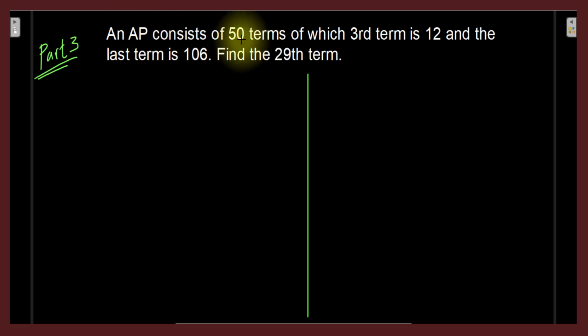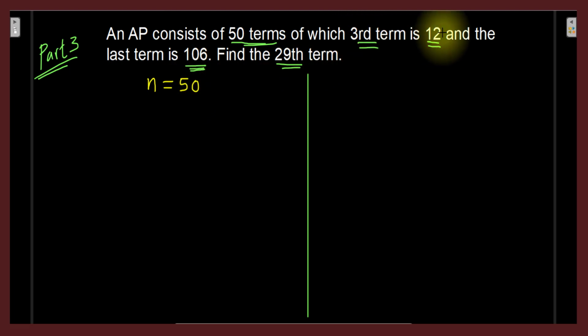An AP consists of 50 terms, of which the third term is 12 and the last term is 106. Find the 29th term. Friends, here it is given that in an AP there are 50 terms. It means total terms are 50. So the number of terms n is equal to 50.